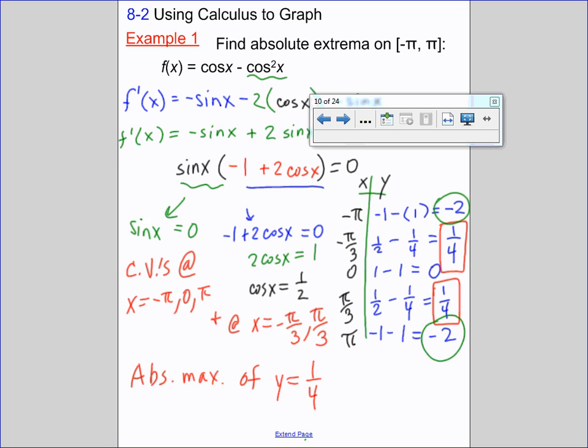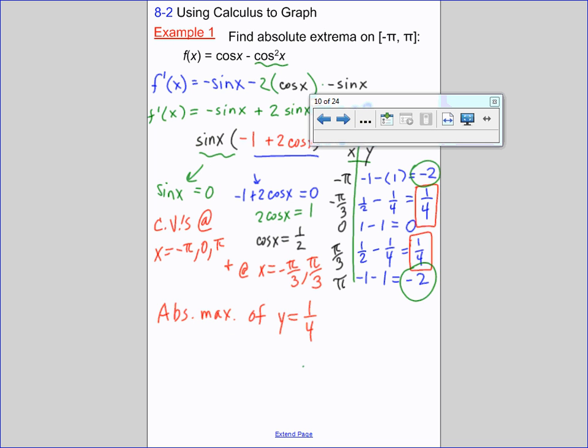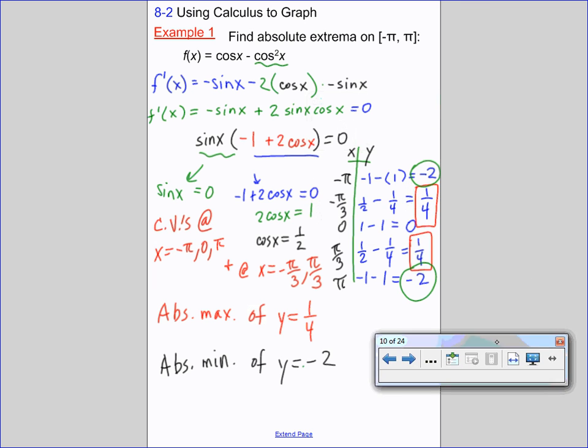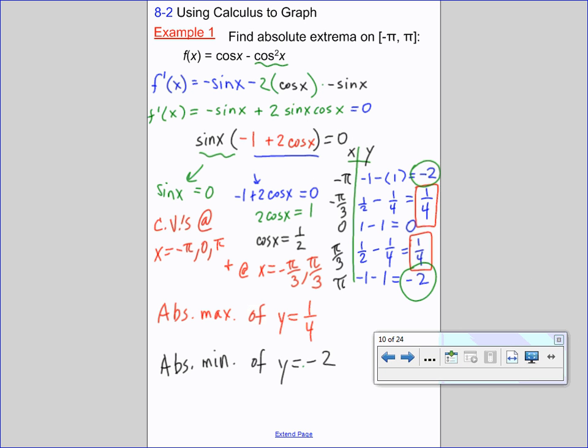So what can we say to finish this out? We'd say that y has an absolute minimum of y equals -2, and that occurs at x equals -pi and at x equals +pi. Now keep in mind that we've done this all algebraically and non-calculator. So now I want you to go ahead and flip the page, and let's see how we did it.